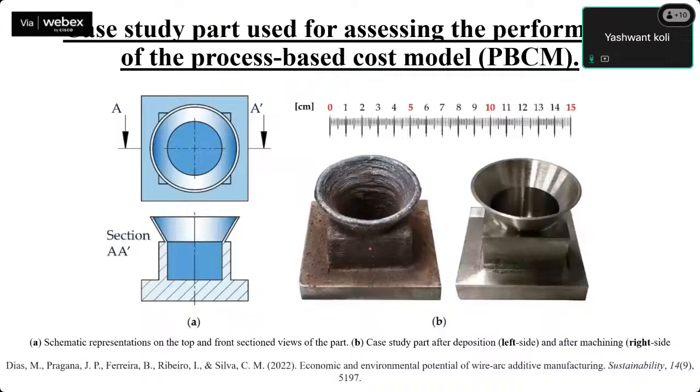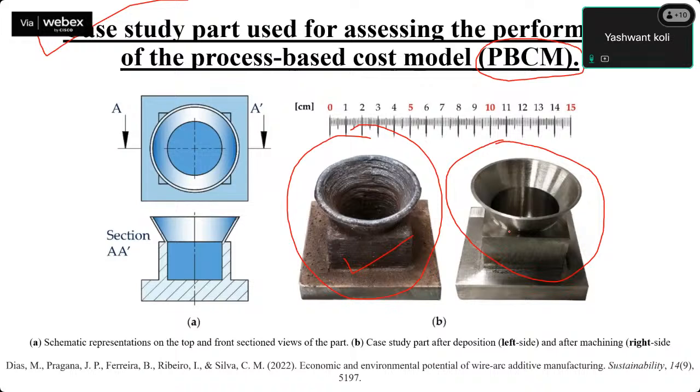So this is a case study part used for assessing the performance of the process-based cost model. So this is the process-based cost model. If we are fabricating a component with WAM, this is the fabrication part, and this is after machining what we have achieved. So it is both additive and subtractive manufacturing. So additive, we have done this, and after subtracting, this is what we have got.